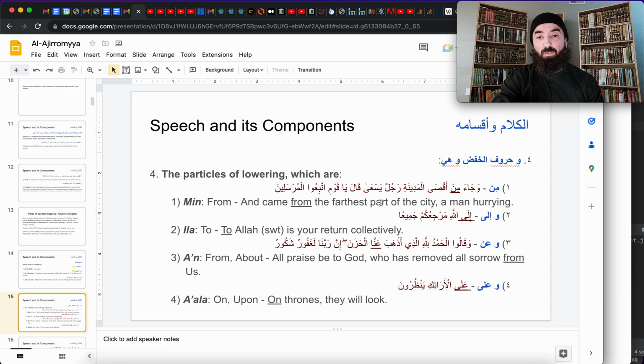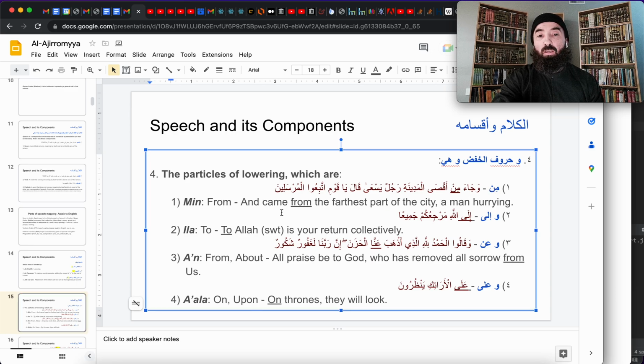So what are these particles of lowering? The first one is min, which means from. An example that I have provided here is from the Quran. وَجَاءَ مِنْ أَقْصَى الْمَدِينَةِ رَجُلٌ يَسْعَى قَالَ يَا قَوْمِ اتَّبِعُوا الْمُرْسَلِينَ. I have underscored the min here, and also its translation: and came from the farthest parts of the city a man hurrying.